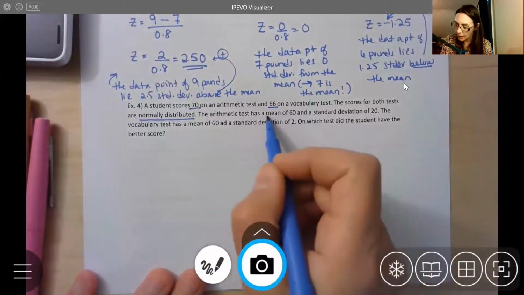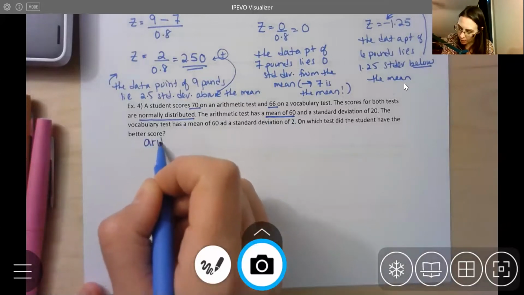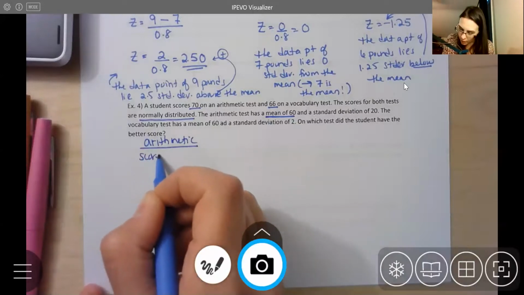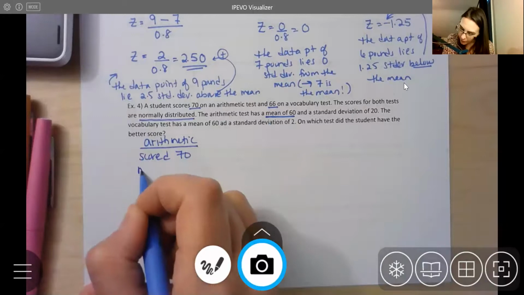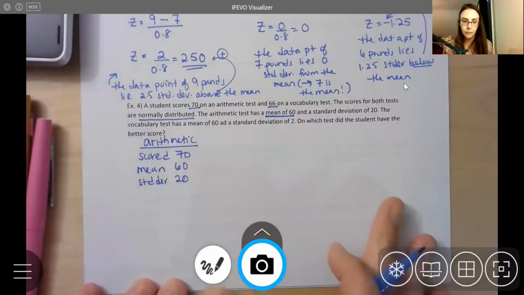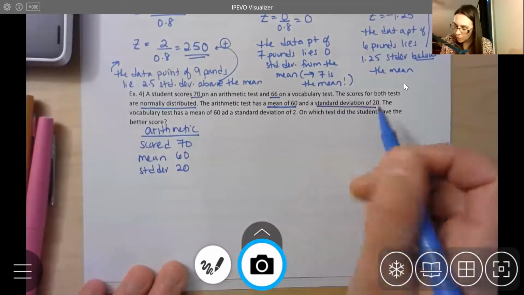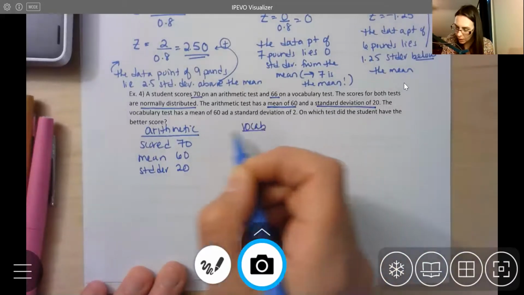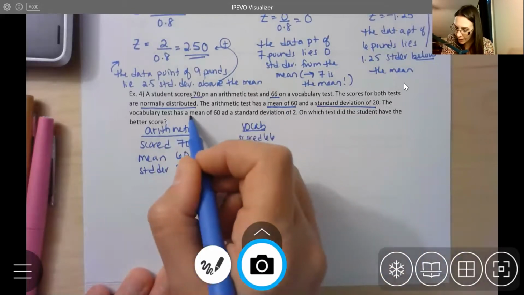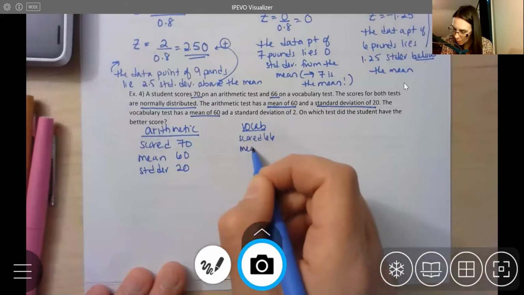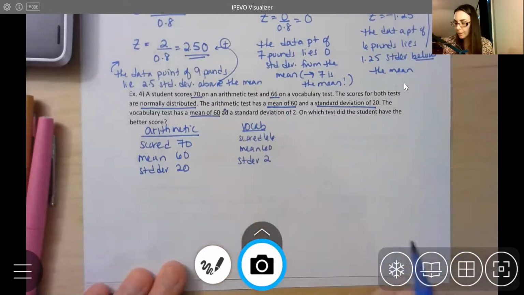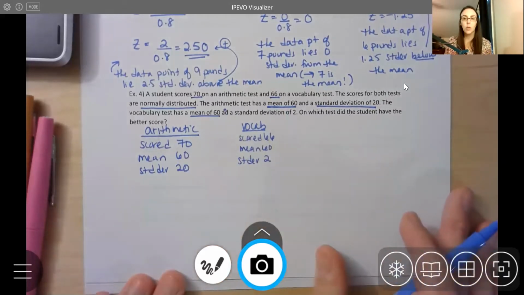The arithmetic test has a mean of 60. So I'm going to make a note here. Arithmetic. The student scored a 70. All right, the mean was 60 and the standard deviation is 20. For the vocab test, the student scored a 66, and the test had a mean of 60 and a standard deviation of 2. On which test does the student have the better score?